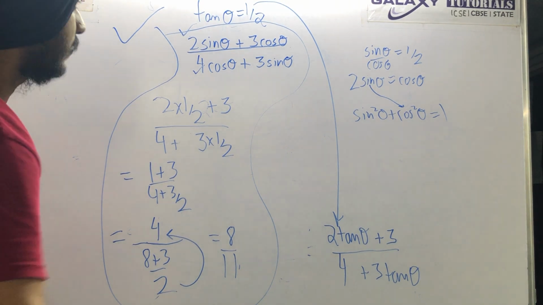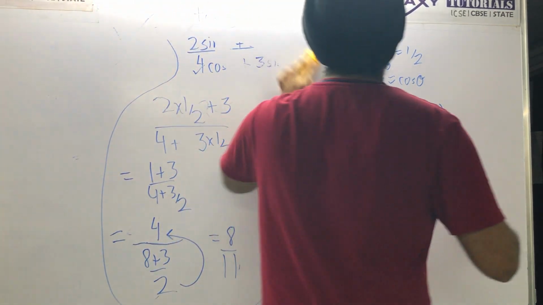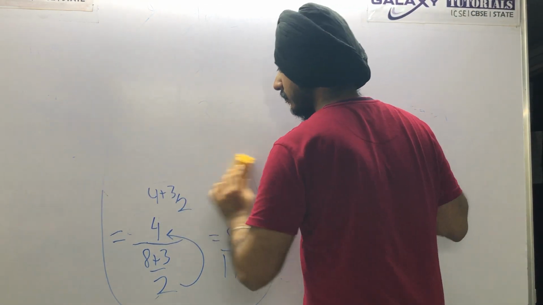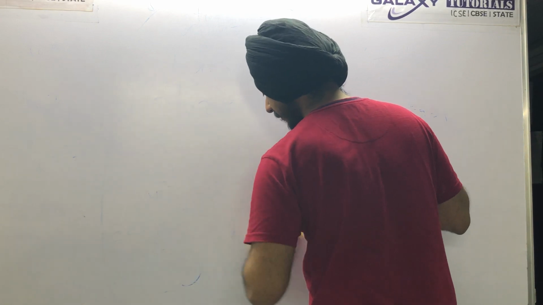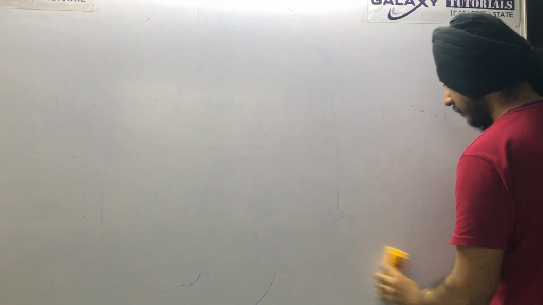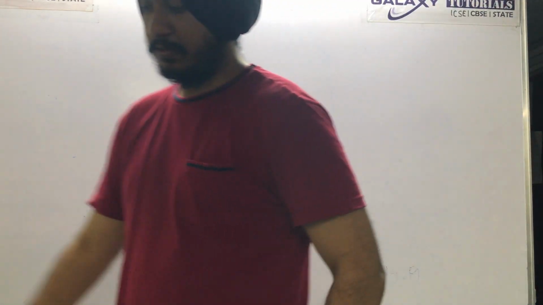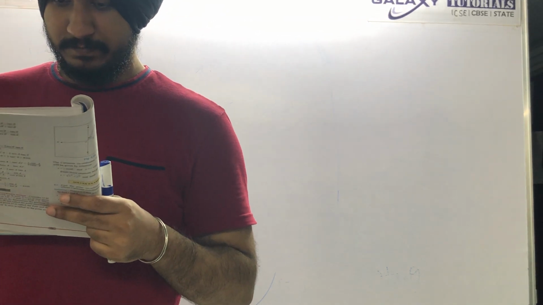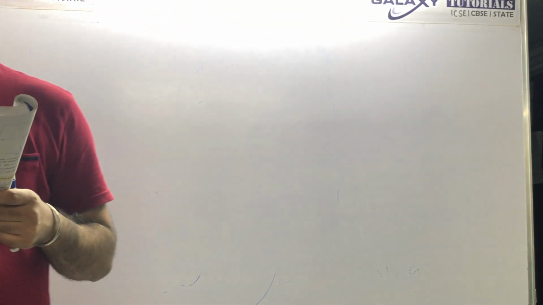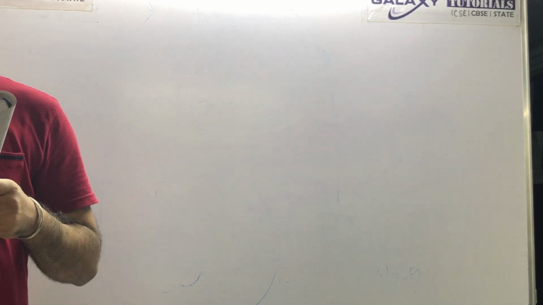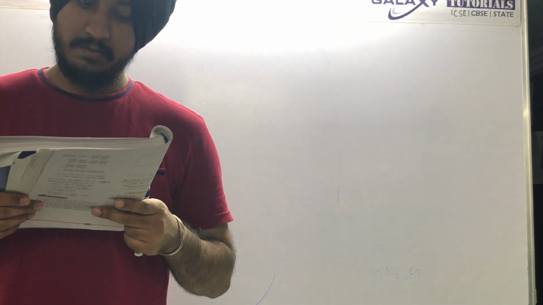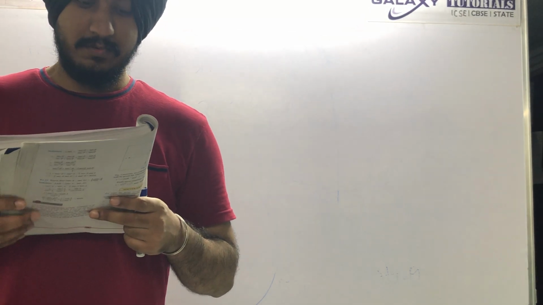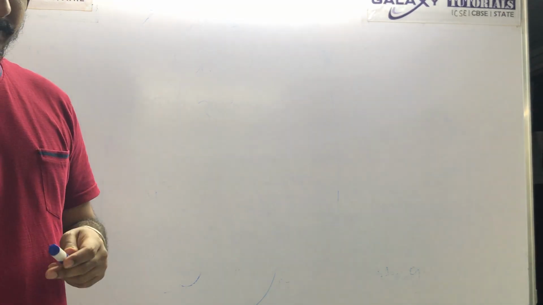So next one. Let's see the next question. Next is eliminate theta from the following. We have to eliminate theta from the following expressions. They have given us some expressions and we have to eliminate theta from them. Okay, so let us look at the first part.